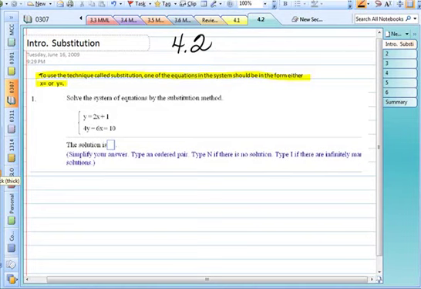What do you think of when you hear the word substitution? You're going to put something in the place of something else. You're going to replace something. That's what we're going to do when we're using substitution.